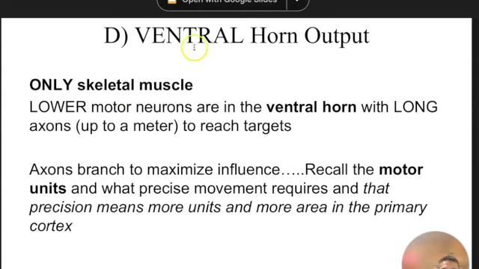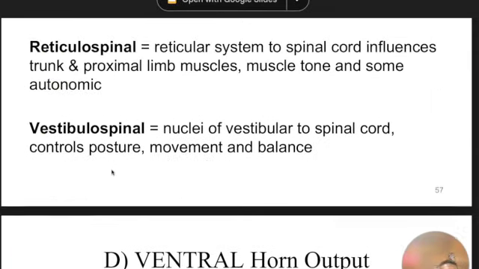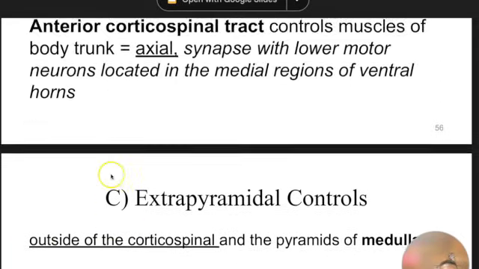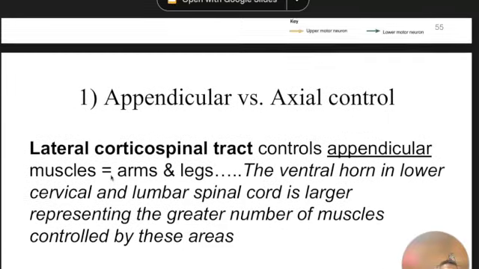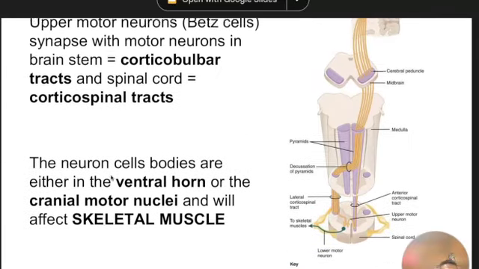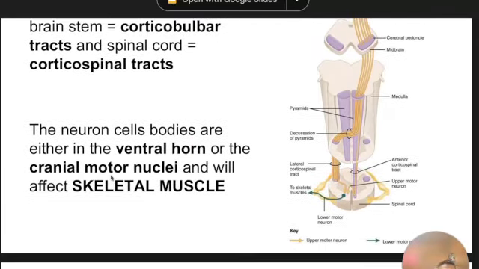Ventral horn, where's the ventral? It is in the front. Only skeletal muscle. Lower motor neurons are in the ventral horn with long axons. Oh, something I forgot to talk to you about. Where did it go? One more thing about here.